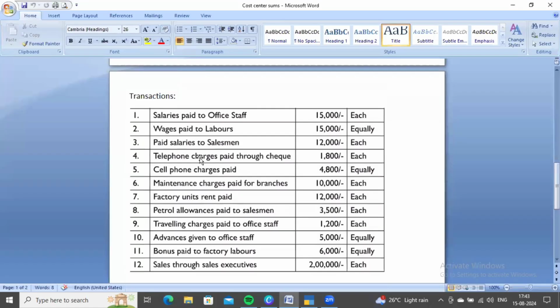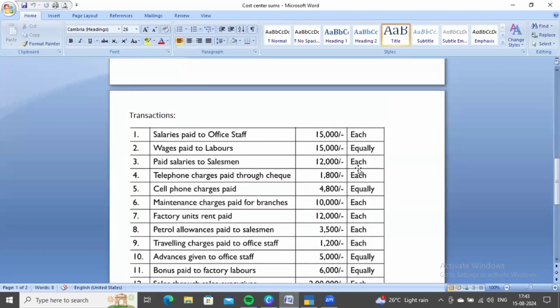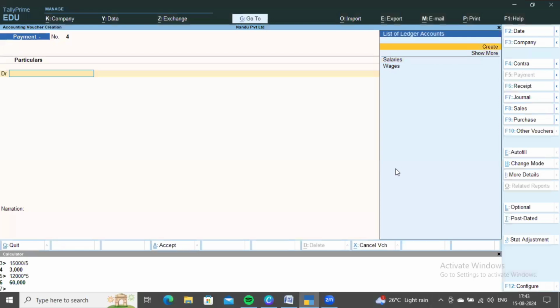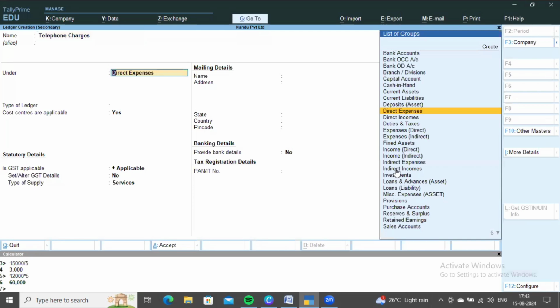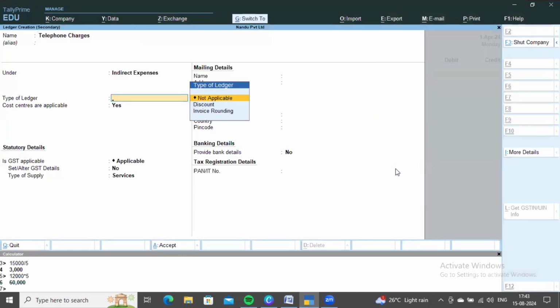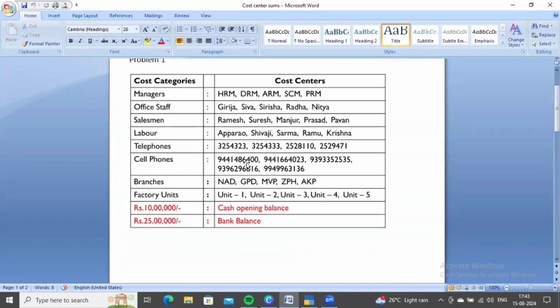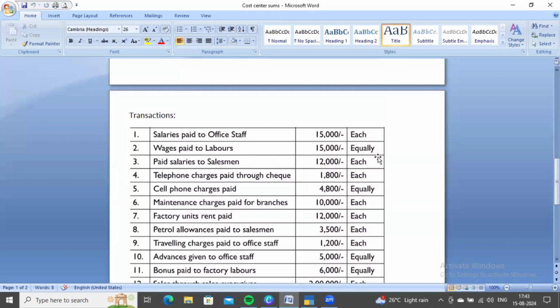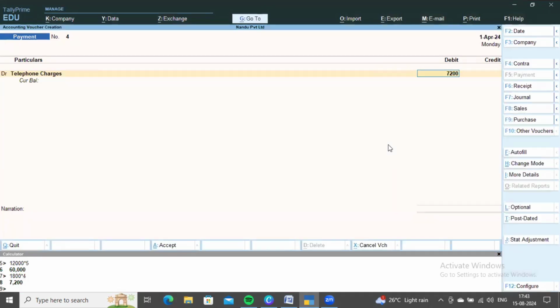And the next transaction is telephone charges paid through cheque, 1800 each. Here you are paying telephone charges to the telephone category. First of all, you need to create a telephone charges ledger that comes under indirect expenses. How much? 1800 each. And how many cost centers come under the telephone category? 4. So you need to calculate 1800 into 4. Total 7,200. Give 7,200 here.